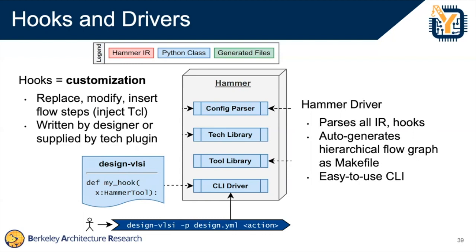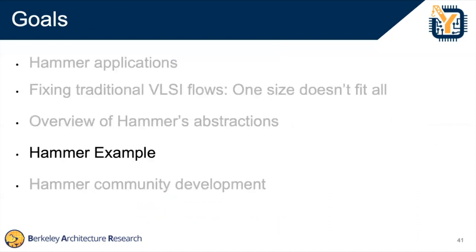And finally, the way the user interacts with Hammer at the very top level is using the Hammer driver. So you specify this design VLSI. This is something that extends from CLI driver. And then you can invoke design VLSI from the command line. You give it your configs passed as YAML files on the command line and then some given action. And so this is the top level CLI interface for Hammer. The CLI interface itself is usually wrapped with makefiles, and Hammer can actually generate those makefiles for you as well if you want to do a vanilla synthesis all the way to PNR, LVS, DRC flow.